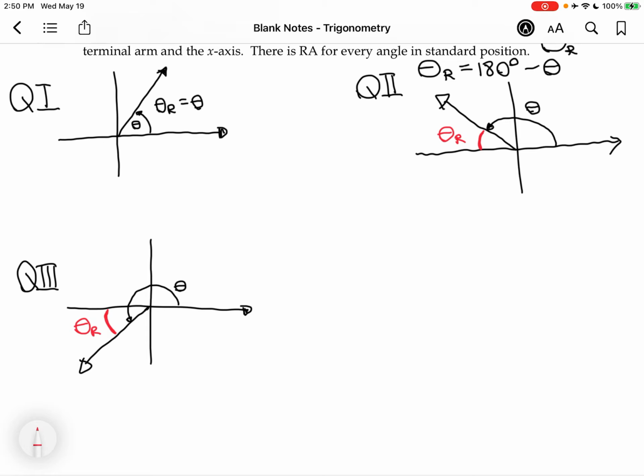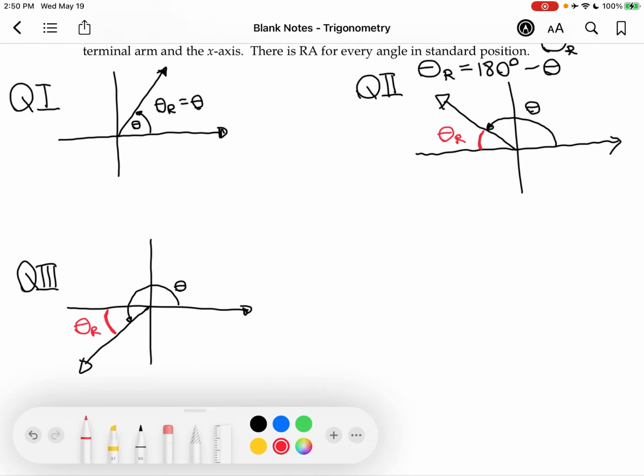Now, how do we figure that out? Well, it's basically the extra piece that's left over from the 180 degrees, right? So our theta R plus 180 is equal to theta. And so theta R is going to be the total angle, theta, minus 180 degrees.